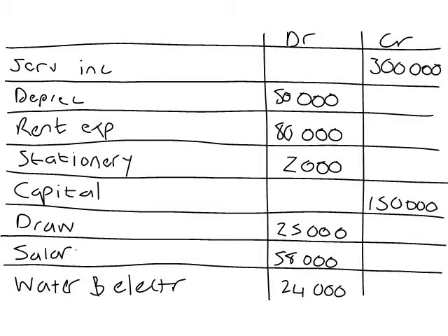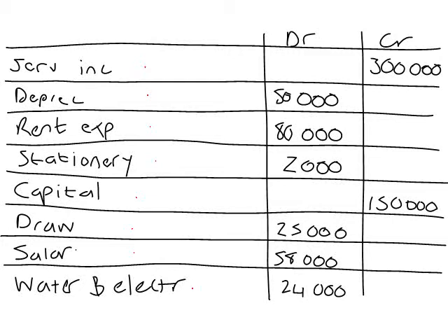We see that in this pre-adjustment trial balance, we have something called services rendered, meaning that this is a service rendering business. So this will most likely be our main income, which we have to look at. We also have depreciation, we have rent expense, stationery, and so far all of these three items, namely depreciation, rent expense, and stationery, are expenses. We have capital, we have drawings, we have salaries, and we have water and electricity.